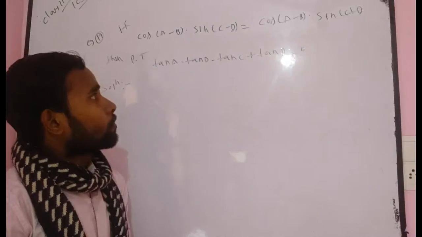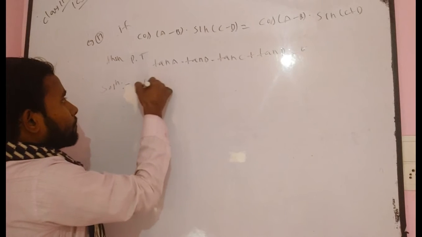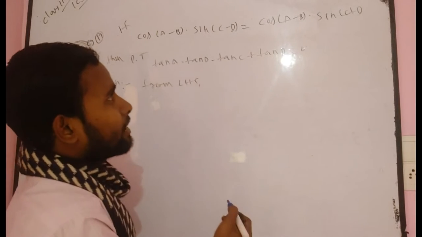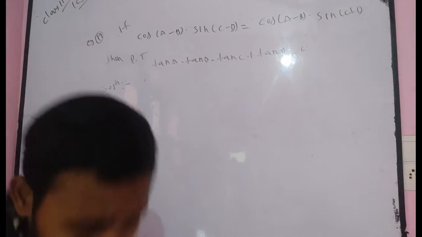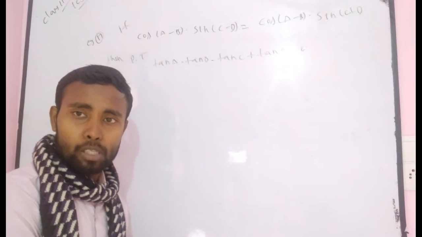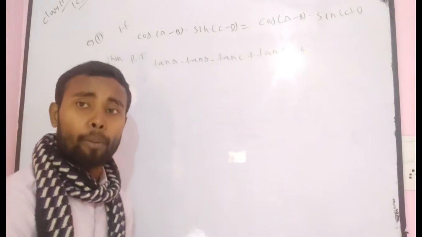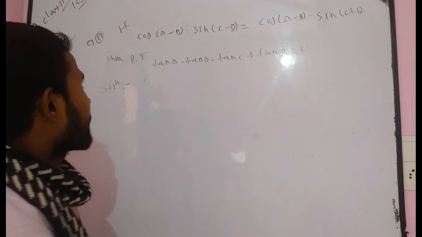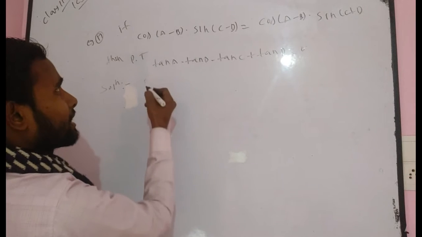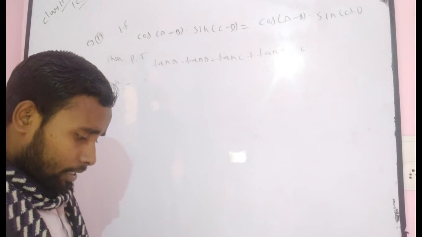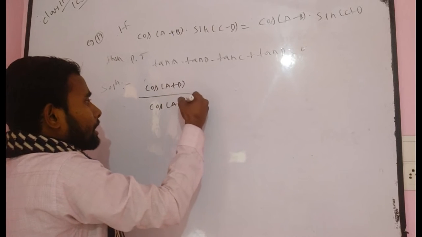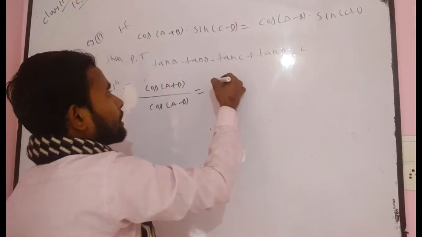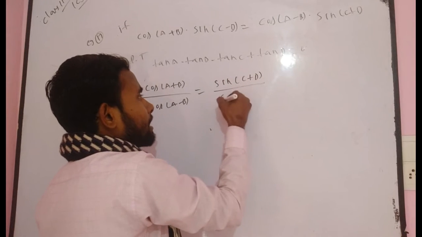Firstly, go from the LHS. Whatever you see in the given problem, if it is given as A plus B, A minus B, C plus D, C minus D, you will always try to solve it using an important concept, the ratio and proportion concept. Can you write cos(A+B) divided by cos(A−B) is equal to sin(C+D) divided by sin(C−D)?